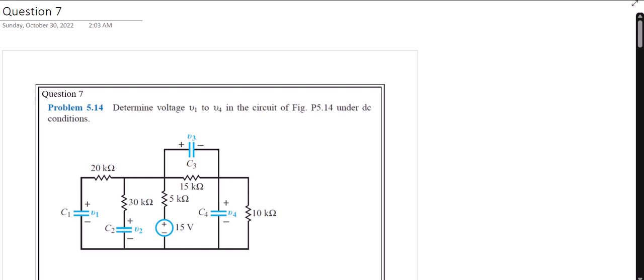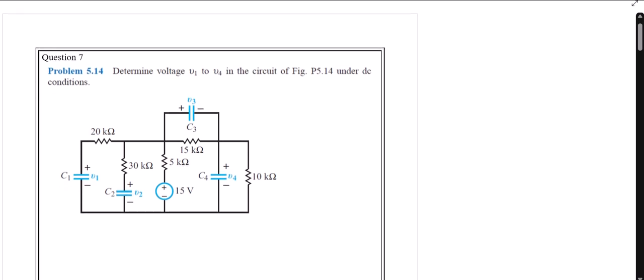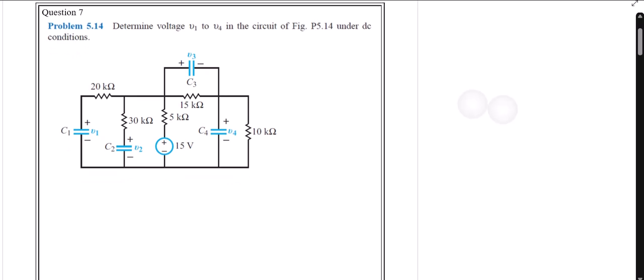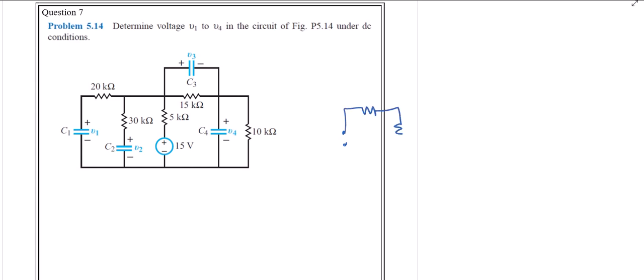Determine voltage V1 to V4 in the circuit of this figure under DC conditions. So under DC conditions, we know that capacitors act like an open circuit. So we're going to redraw this, drawing the capacitors as open circuits. You don't have to do this, it helps me.